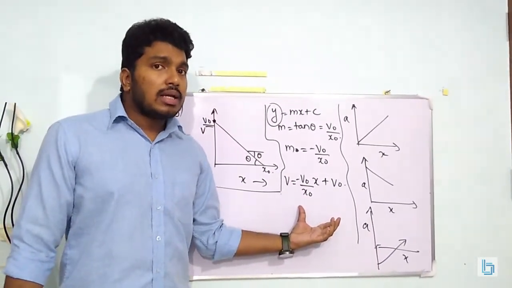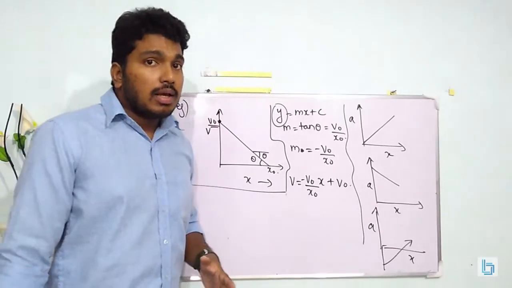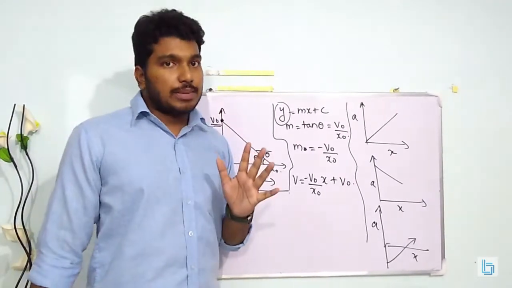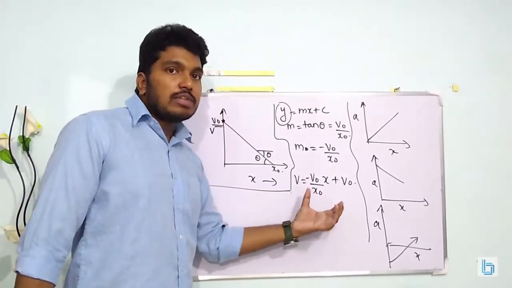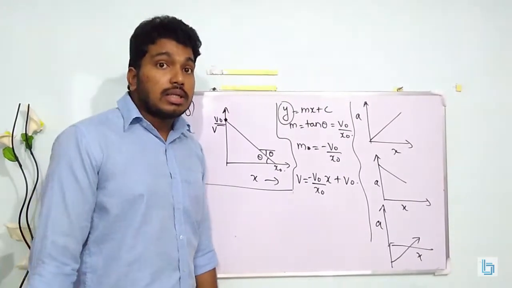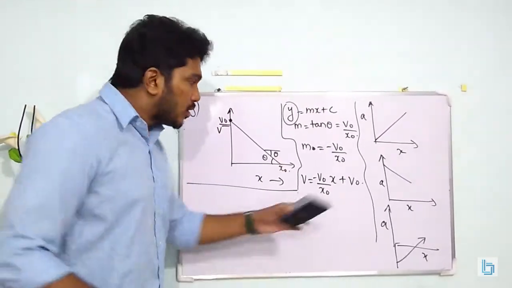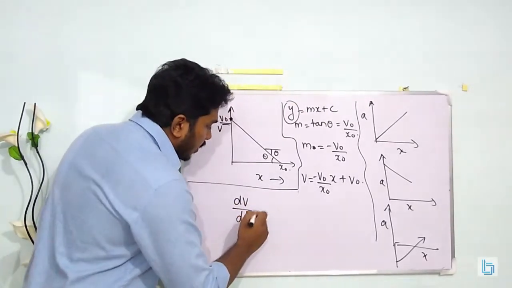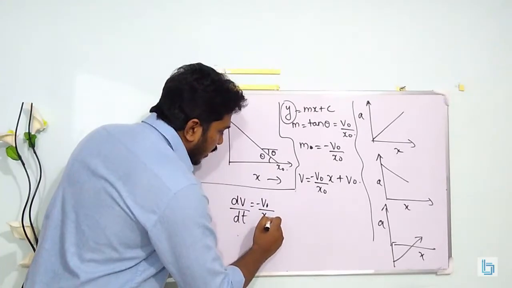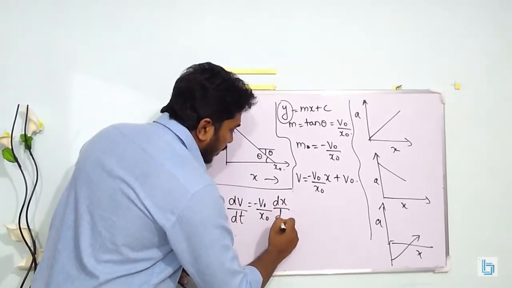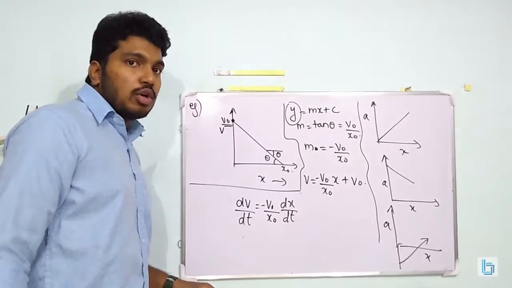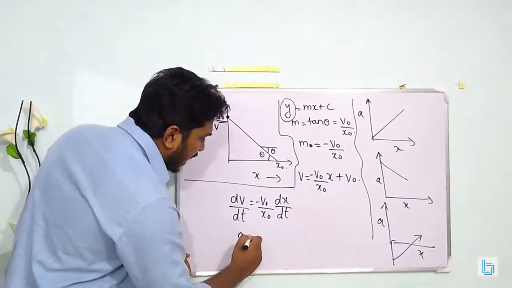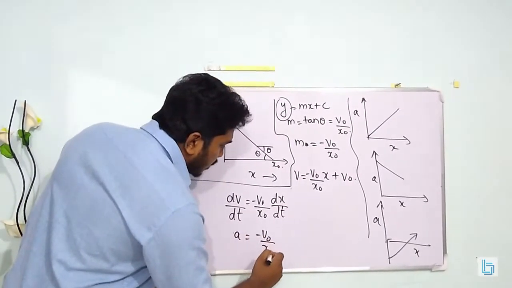And I'm sure that you know that the rate of change of velocity is called acceleration, and the rate of change of displacement we call velocity. Now, if you take the derivative of this function, we can find out the acceleration, right? So let's take the derivative with respect to time. So dv by dt is equal to minus v naught by x naught, they're constants, times dx by dt. Now v naught is a constant, so the derivative of v naught will be 0. From this relation we can write a is equal to minus v naught by x naught times dx by dt.